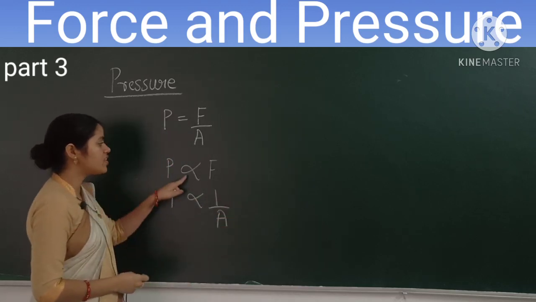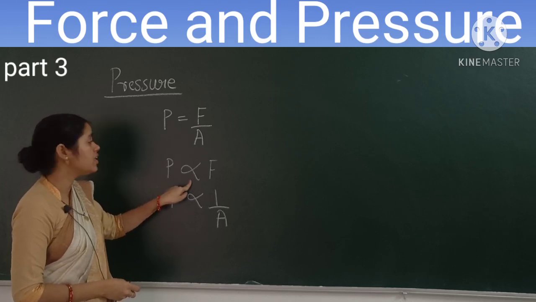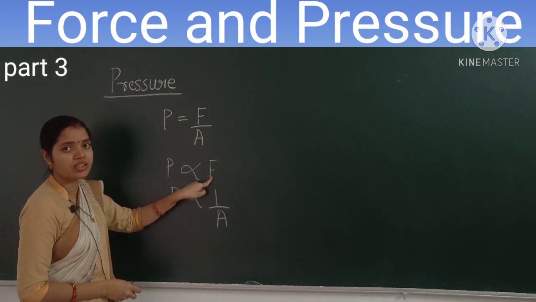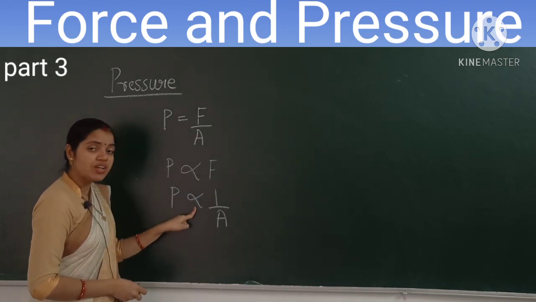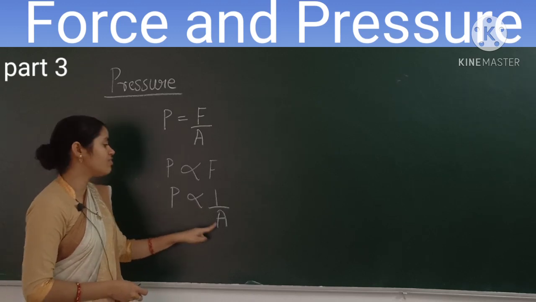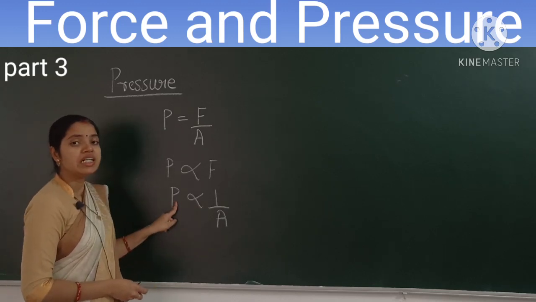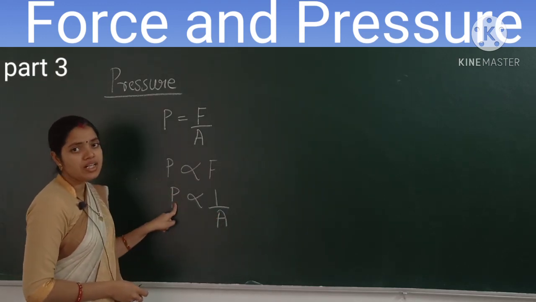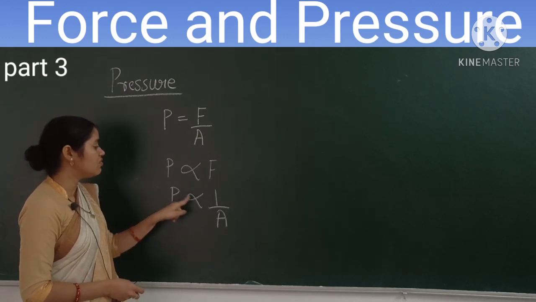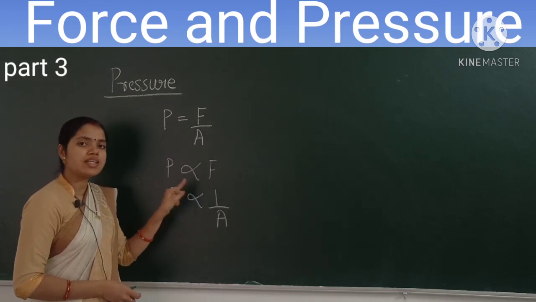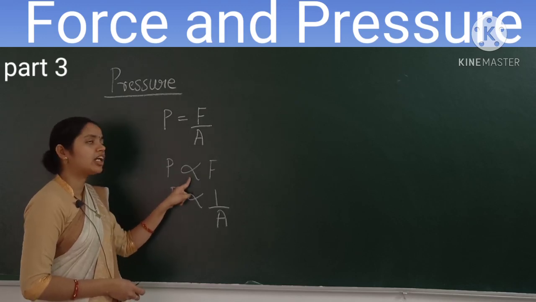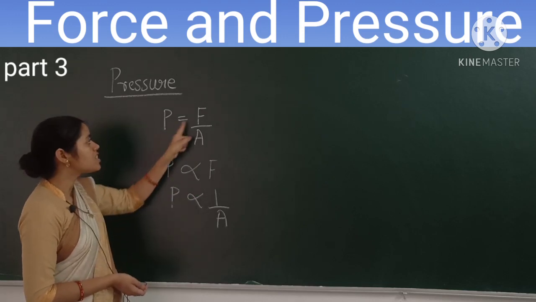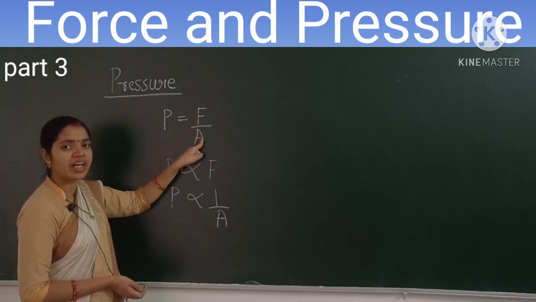Now what is the meaning of directly proportional? Directly proportional means if one amount increases, then the other amount also increases at the same rate. And what is the meaning of inversely proportional? Inversely proportional means that if one amount increases, then the other amount decreases. So inversely proportional means one amount increases and the other amount decreases, and directly proportional means they both increase at the same rate. So P is equal to F upon A, force acting per unit area, that is called pressure.